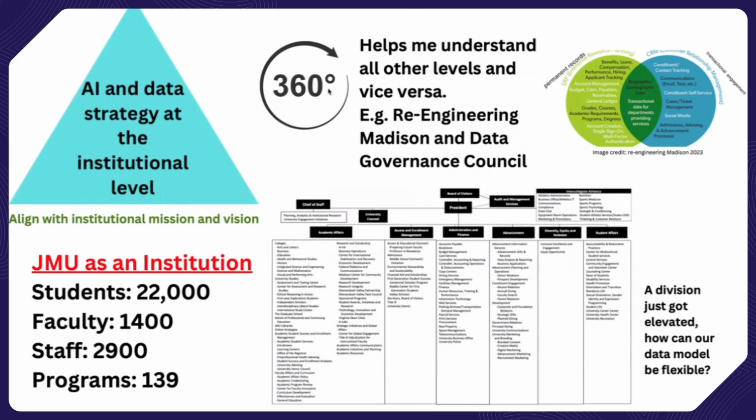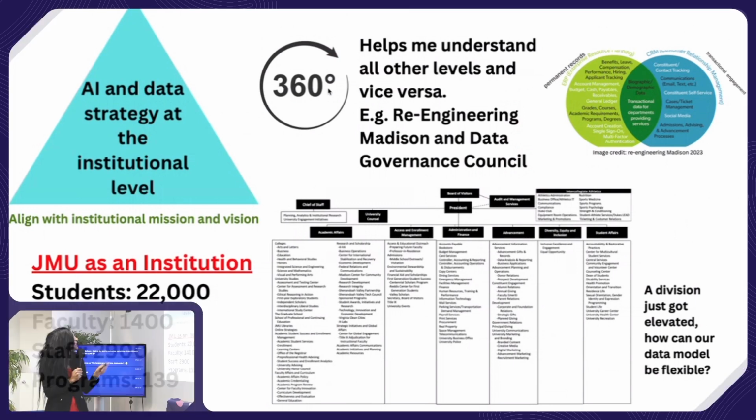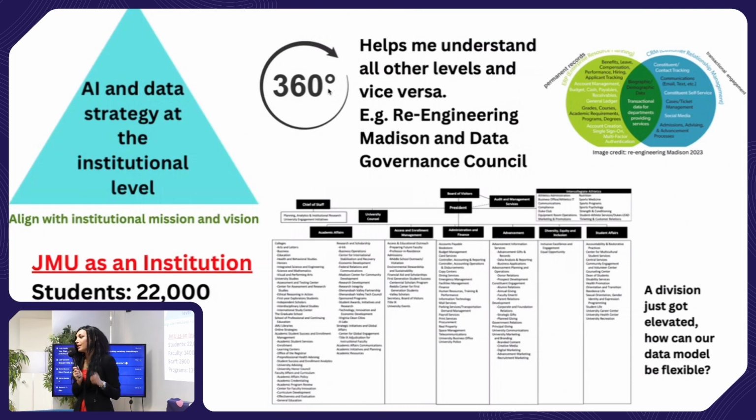That's my point. And then at the very top level in my triangle, this is my favorite. It's the AI and data strategy at the institutional level. It's my favorite because I end up talking to the people at the top, and it's so good to talk to people who have the power to affect change. That's good for a change.